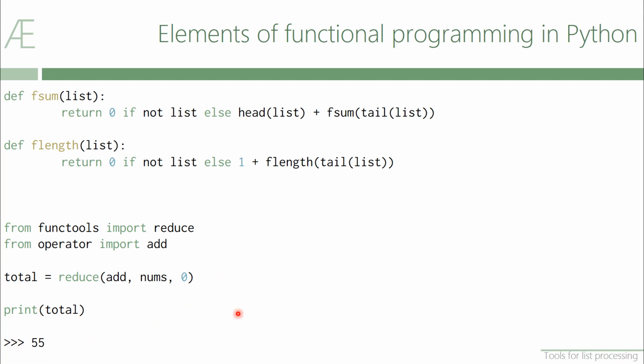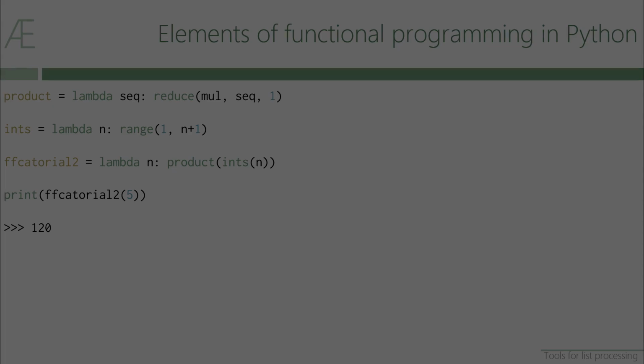For example, we could express finding the sum of the list as reducing the list with addition as the reducing function and 0 as the initial element. By the way, using reduce is much faster and more efficient in Python than using recursion, but still remains a functional solution.